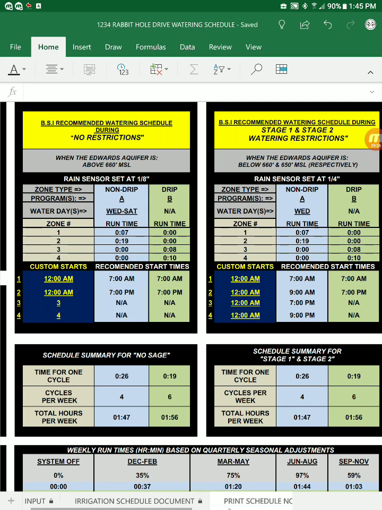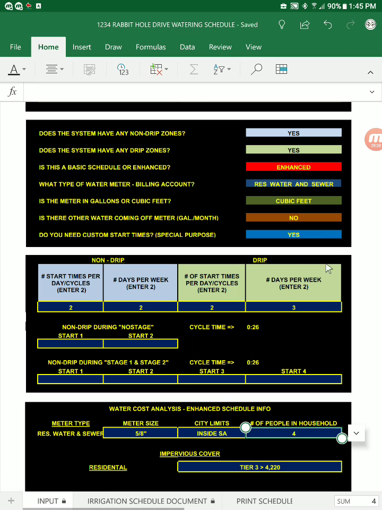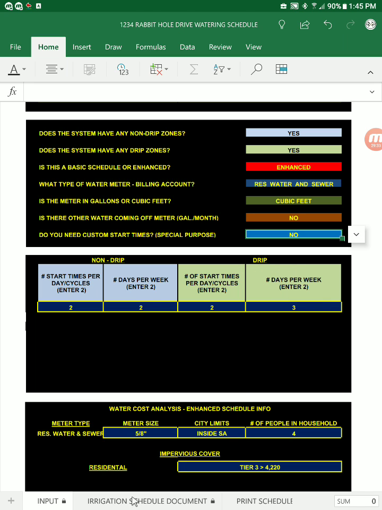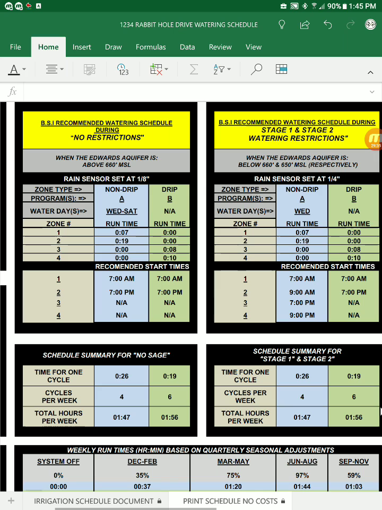Okay, let's go back to our input sheet, and let's say no, I do not want custom start times. So I don't want any custom start times. Let me go back over to my schedule again. What happened? All that just disappeared. It's back to start time 1, start time 2, start time 3, start time 4. So the computer's just going ahead and doing it.